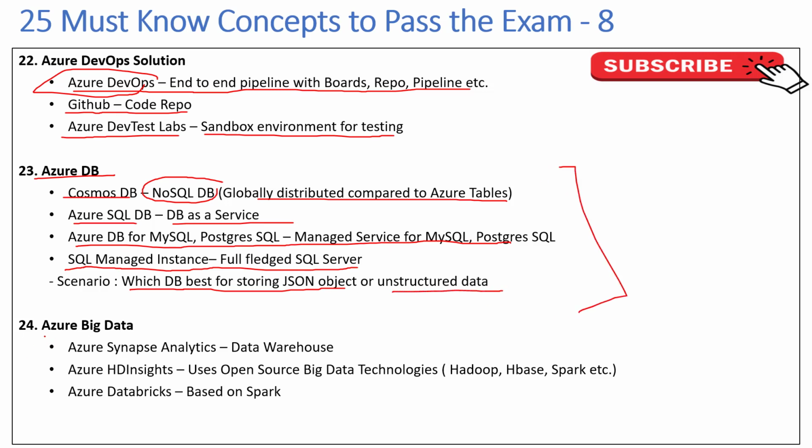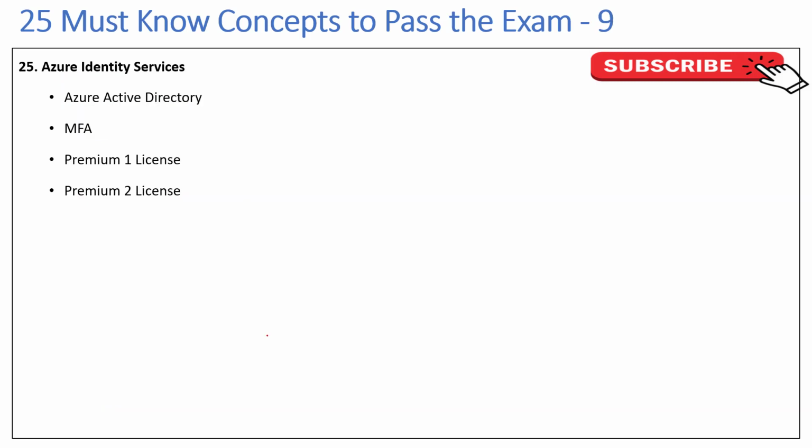Then on the Azure big data side, what you need to know is that Azure Synapse Analytics is basically a kind of data warehouse. Then you have Azure HDInsight. It uses open source big data technologies: Hadoop, HBase, Spark. And then you have Azure Databricks. It's similar to HDInsight, but it's based on Spark.